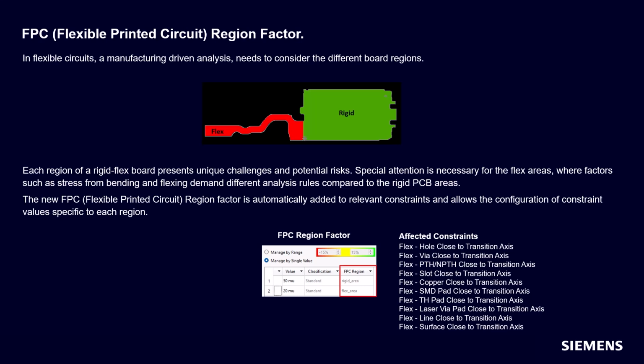The transition area has been replaced with the transition axis. This is where the rigid and the flex areas meet. Using the transition axis simplifies the setup of these checks. The affected constraints are listed on the slide. This area factor is automatically added to these constraints. For example, via spacing constraints may require different spacing to the transition axis in the flex area than in the rigid area.